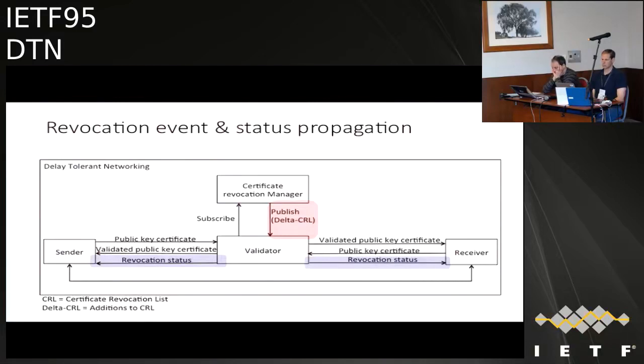So at this stage, we have just seen how revocation events propagate in the system. One as a multicast from the certificate revocation manager to the validator, and then filtered unicasts from the validator to the senders and receivers. Next slide, please.